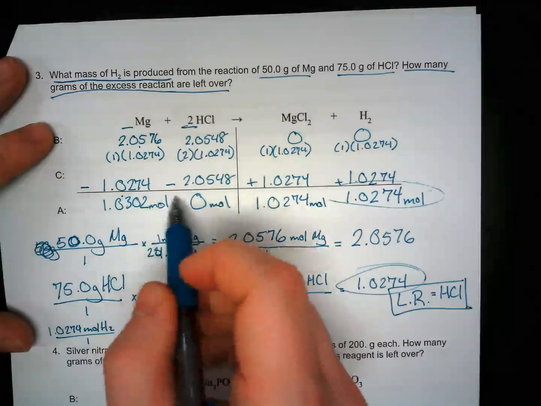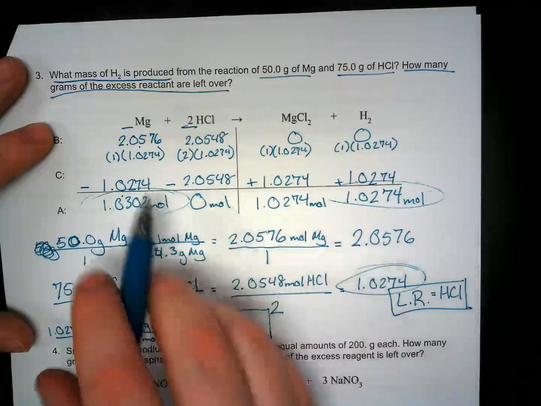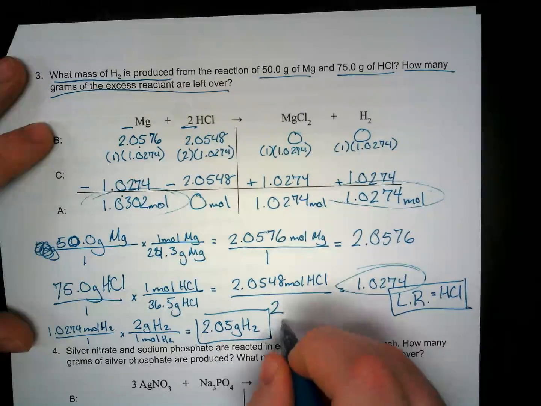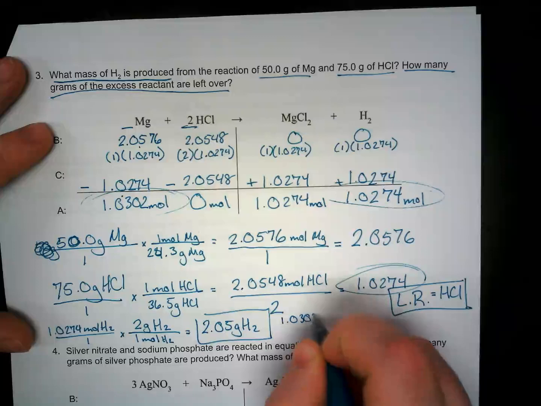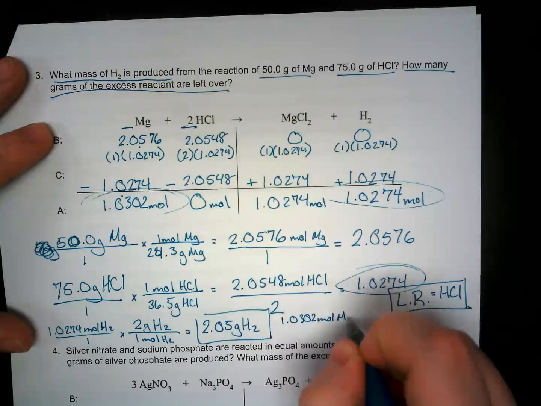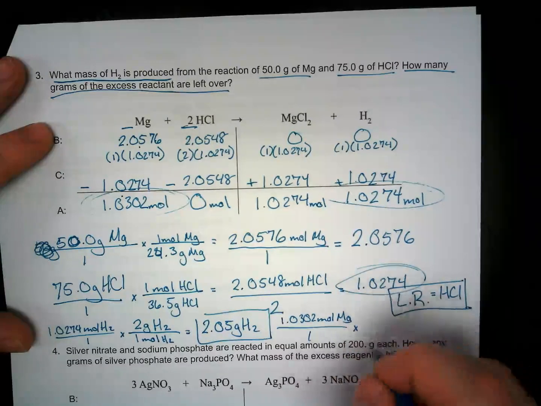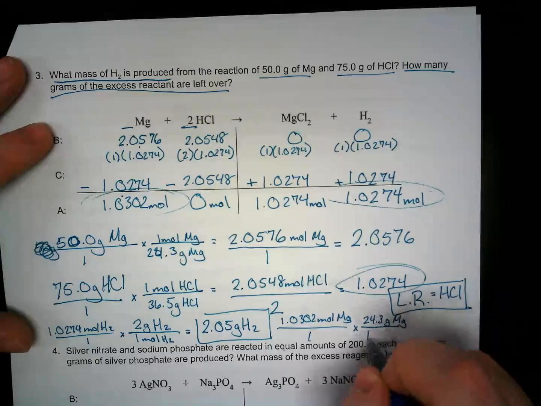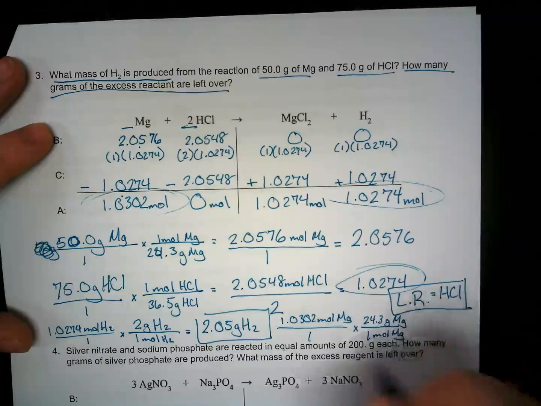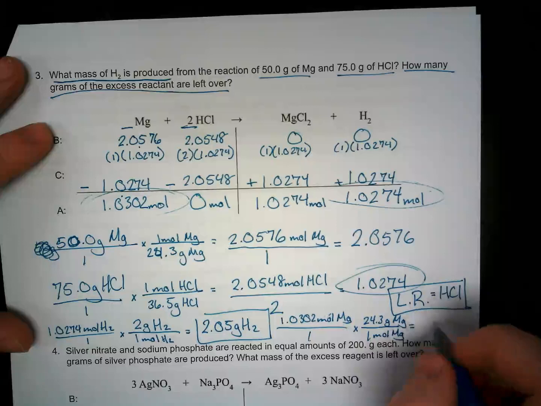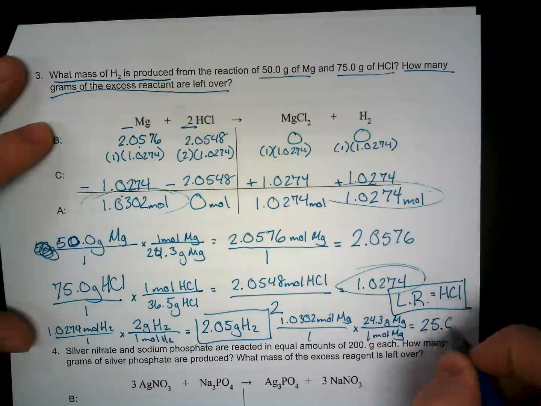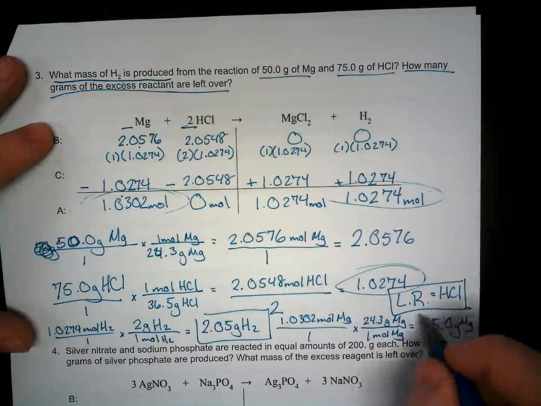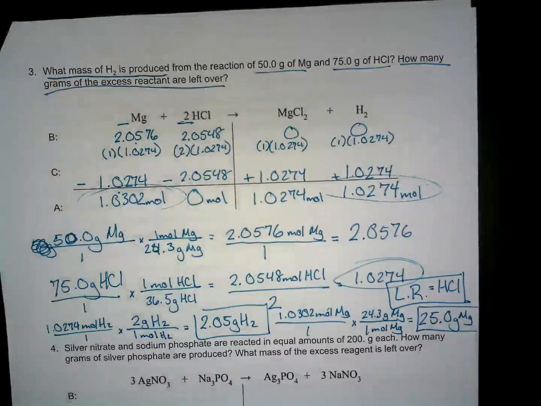Well, who's our excess reactant? It's our magnesium. So what we're going to do is just say 1.0302 moles of magnesium. We're going to change that into mass using its molar mass. So there's 24.3 grams of magnesium in 1 mole of magnesium. So those would all cancel out. And what we'd be left with, also keeping sig figs, which would be 3, we would say that there are 25 grams left over of magnesium.